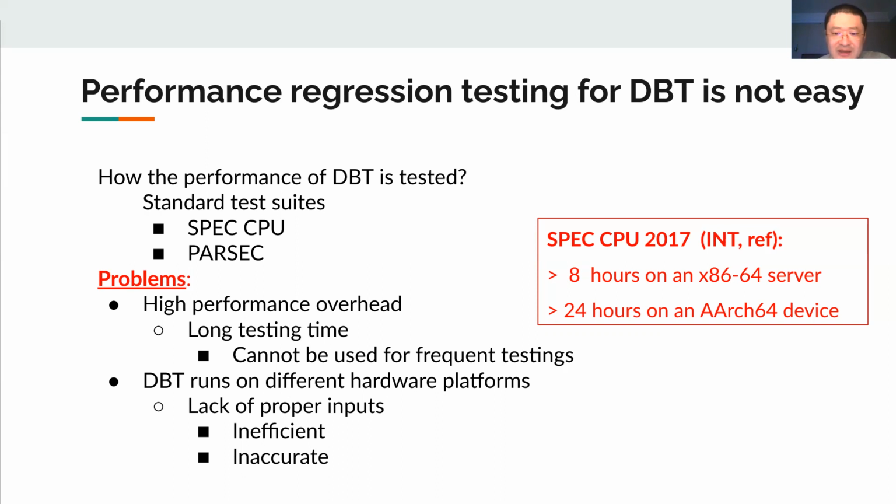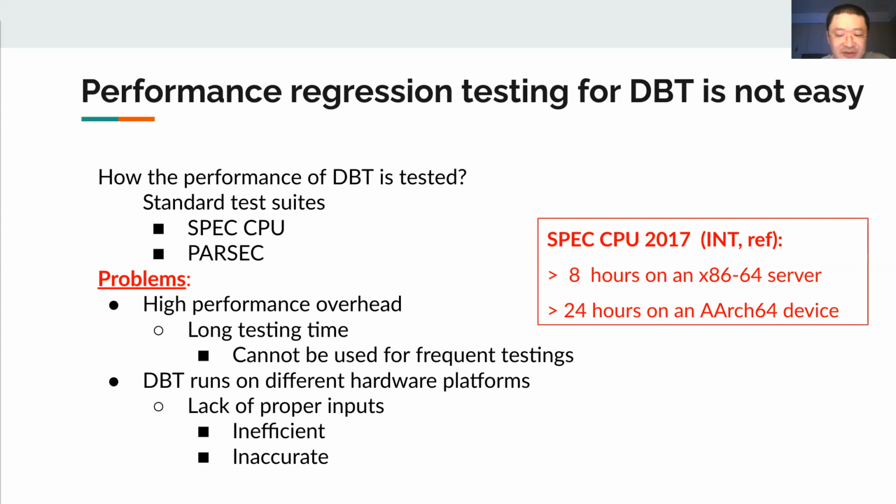Another problem is DBT runs on hardware platforms with various computation power, from low-end IoT devices to powerful high-performance servers. Using the same benchmarks for different platforms may lead to either long testing time or inaccurate testing results.